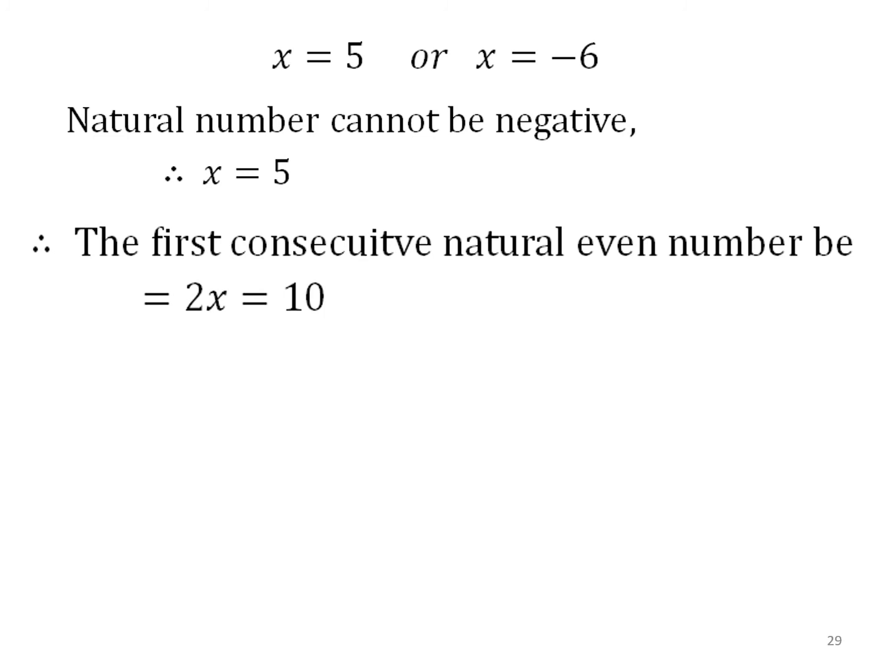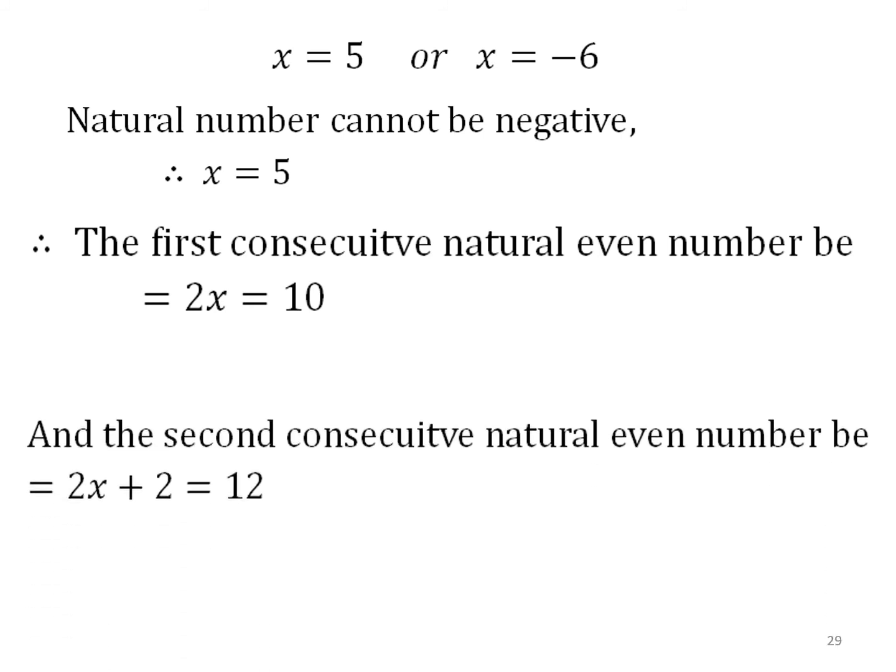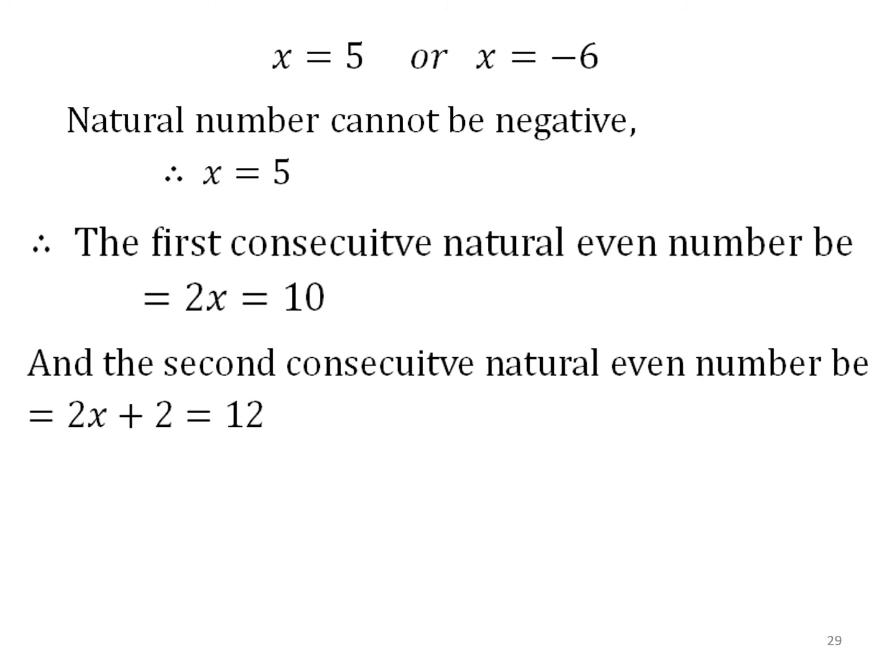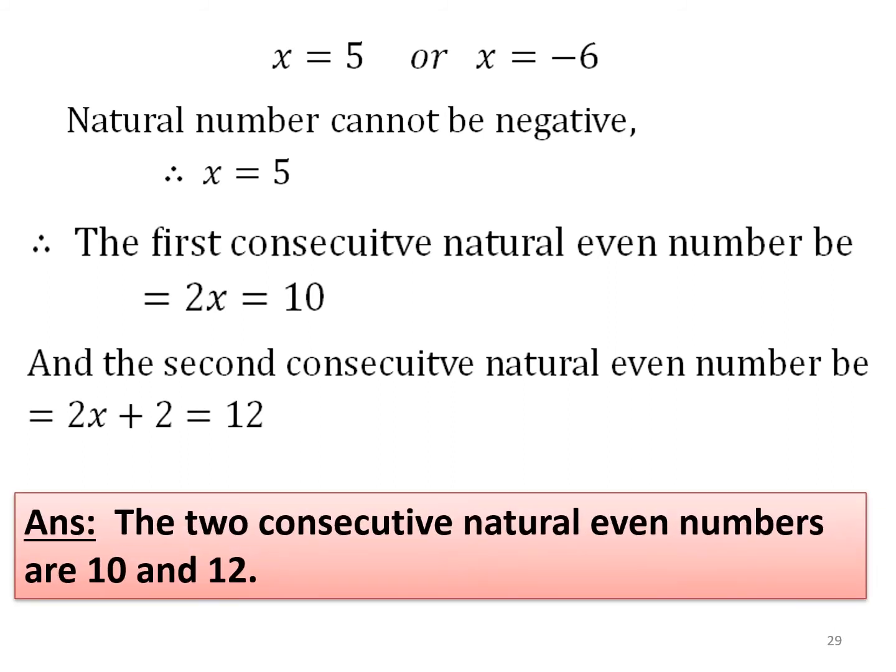The first consecutive natural even number is 2x, which is equal to 2 into 5, which is nothing but 10. The second consecutive natural number is 2x plus 2, that is 10 plus 2, which is equal to 12. And therefore our final answer is the two consecutive natural even numbers are 10 and 12.